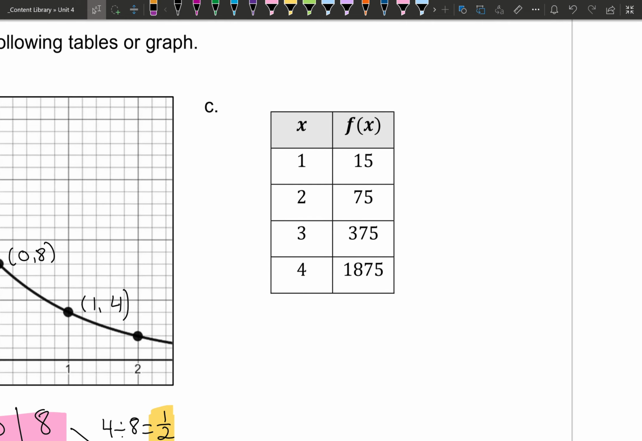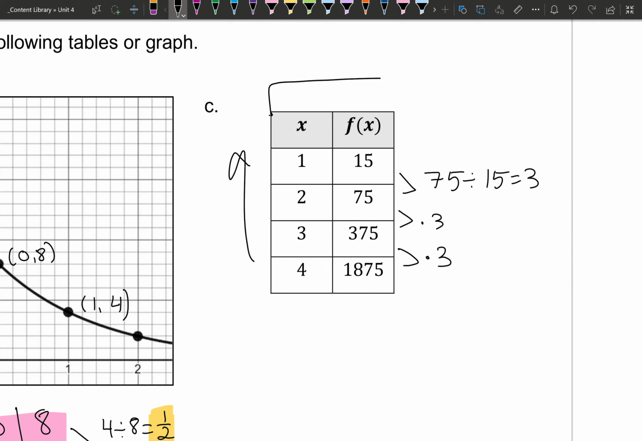Letter C. Now letter C is unique. I don't see a 0 there. However, it starts with 1. So we'll be able to figure this out. So first, let's find the pattern, because we can do that. And we'll find the pattern by doing 75 divided by 15, and we get 3. Which means the pattern is multiplying by 3.